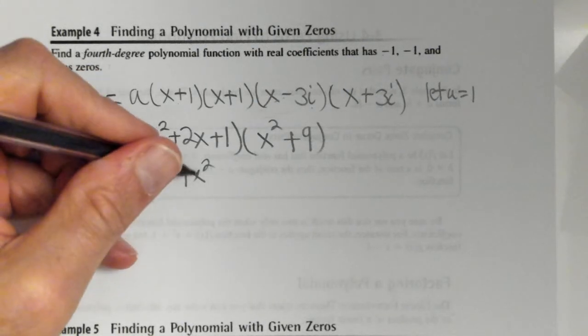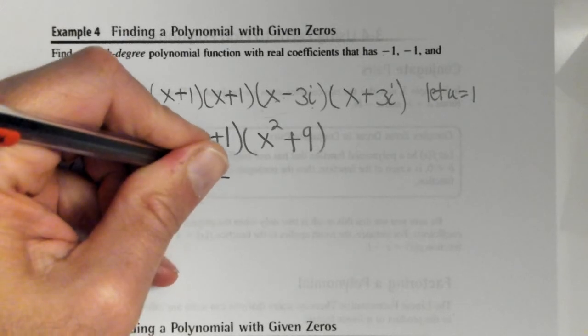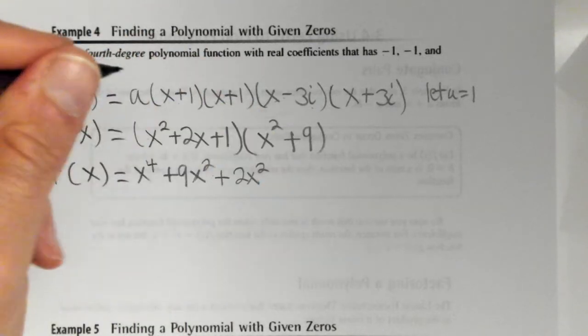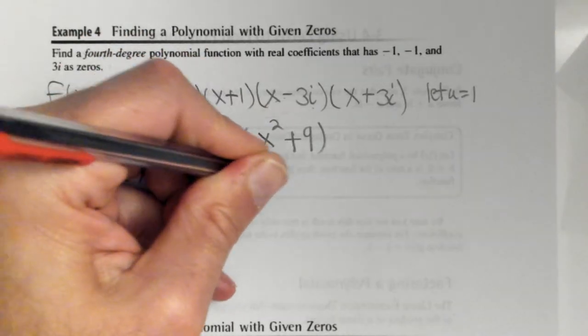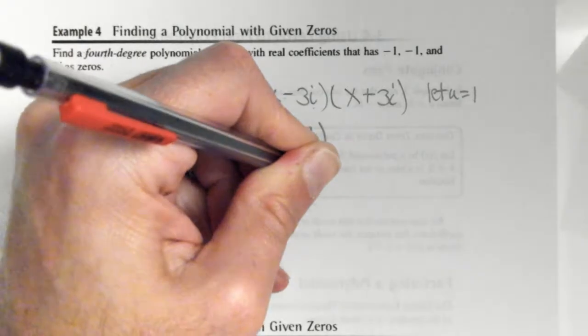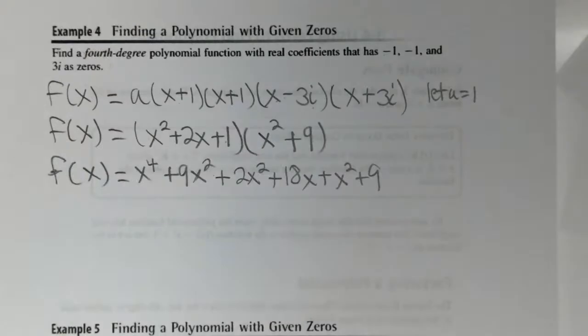Okay, let me see here. Where did I leave off? 2x times x squared would be plus 2x cubed, and that'll be plus 18x. Now slide over with the 1 times x squared plus 9.